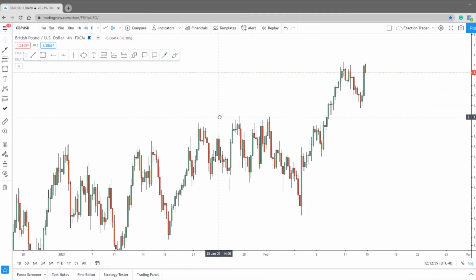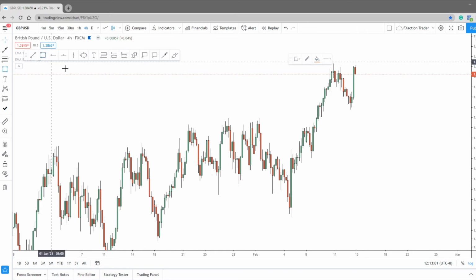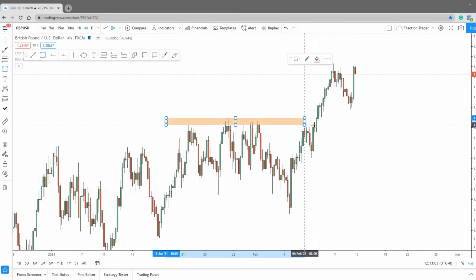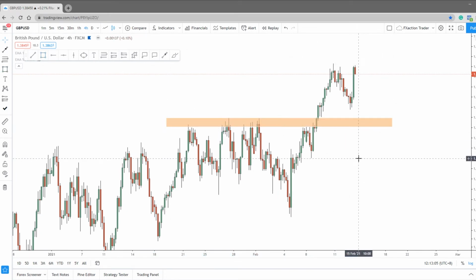And on the Pound Dollar, last week we did mention this strong resistance zone. And we can see that this strong resistance zone has been broken and the market has now pulled back and continued to move in the direction of the previous trend, which is the very strong uptrend.